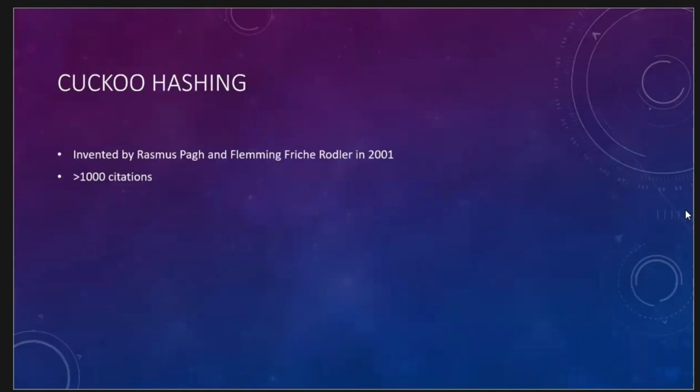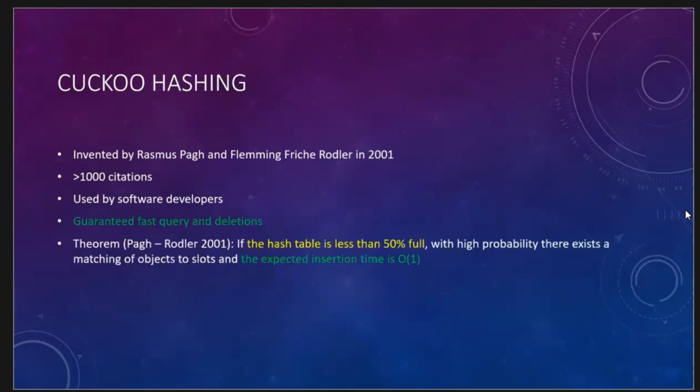So cuckoo hashing was invented in 2001, so not even that long ago, really. It has over 1,000 citations. People use it in practice, in the real world, as well as in theory. It's good for both purposes. It has guaranteed fast query and deletion, as we were talking about.